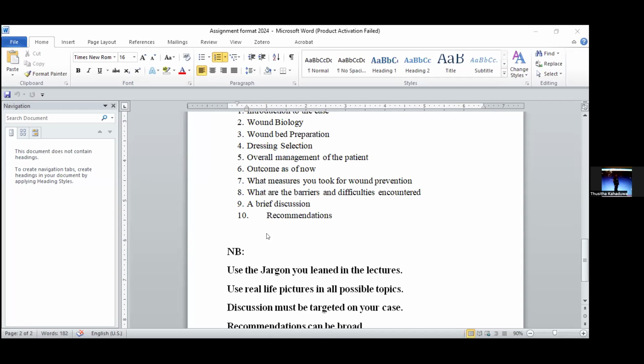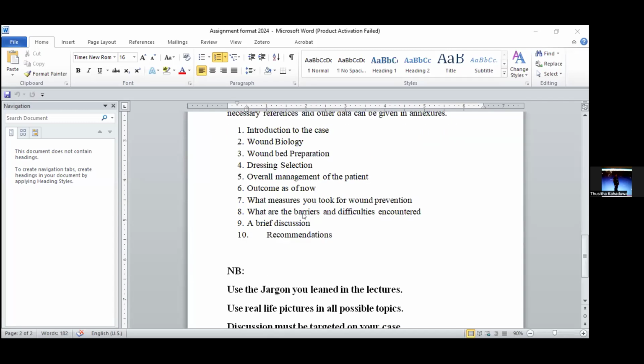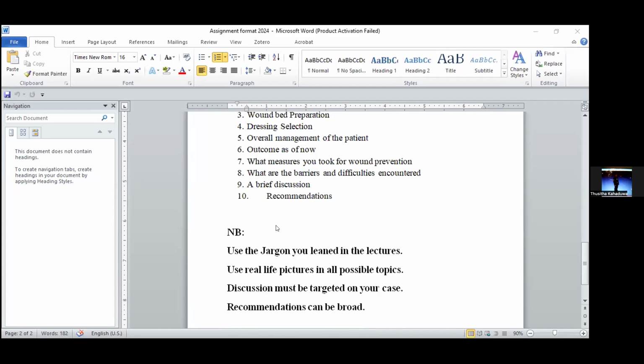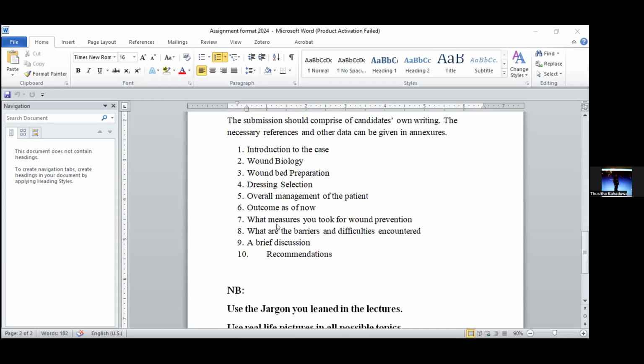And then you go on to recommendations. Recommendations can be very bold, like maybe changing the president of Sri Lanka so that someone will bring free dressings and supply everybody. So that can be a recommendation. That's okay. It can be very hairy and bold, but definitely related to your case. There should be a logical connection.